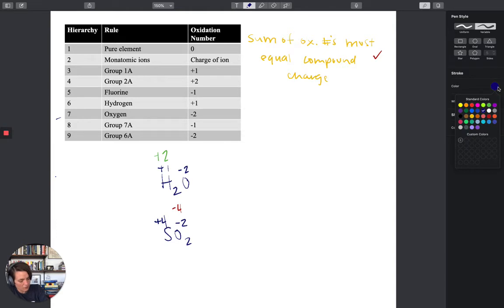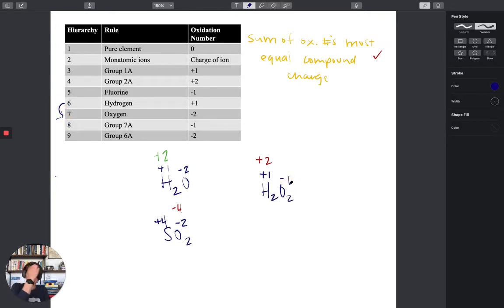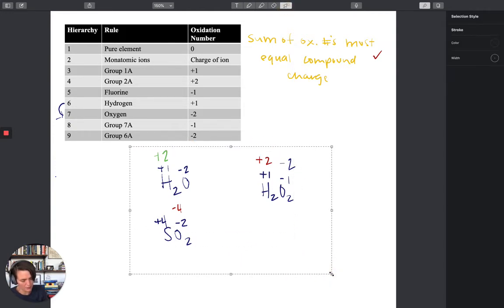So going back to what I just said, if we had H2O2, hydrogen trumps oxygen, so that's plus 1. Total value is going to be plus 2 of our hydrogens. My oxygens have to balance. Remember, 6 is more important than 7, so my oxygen here would have an oxidation state of negative 1, giving us negative 2. Right? It's hierarchical, really important to keep that in mind.